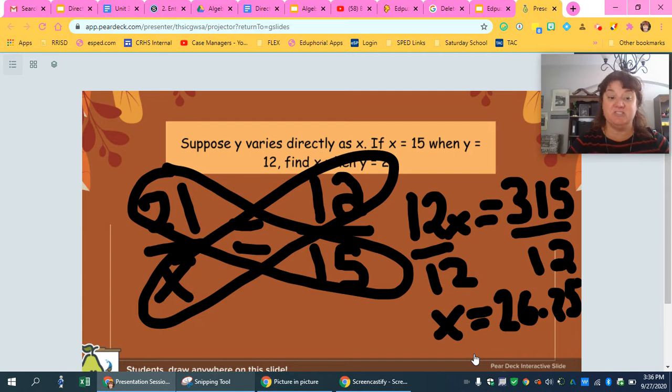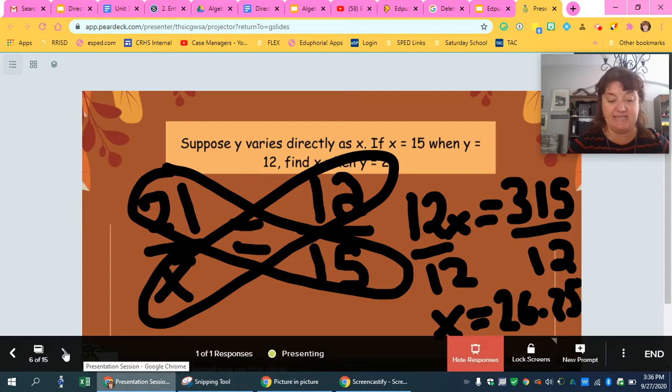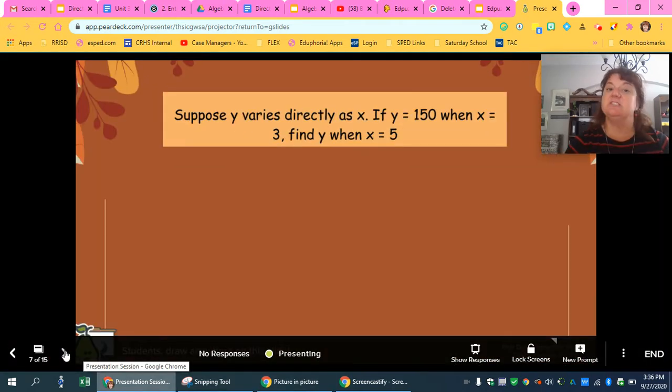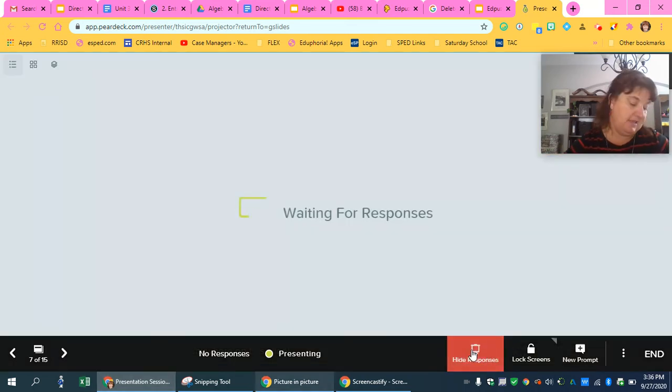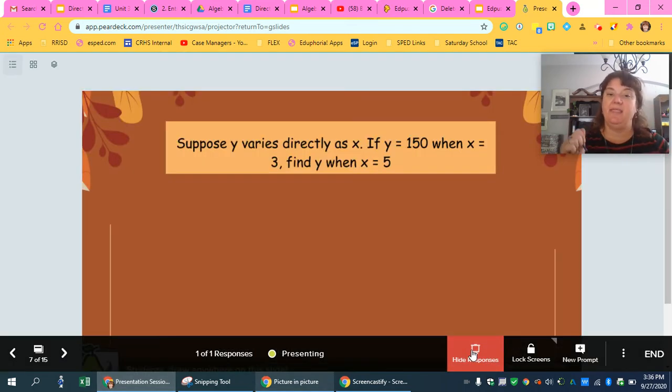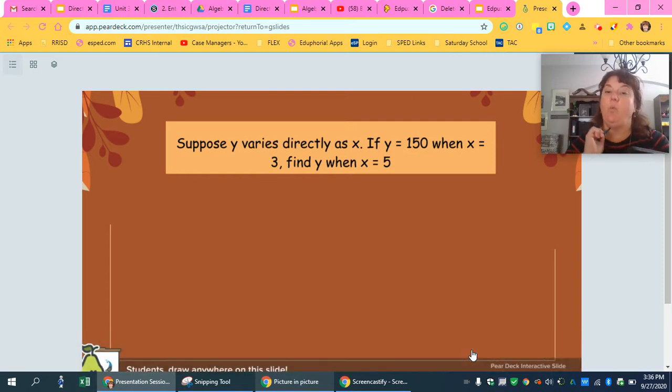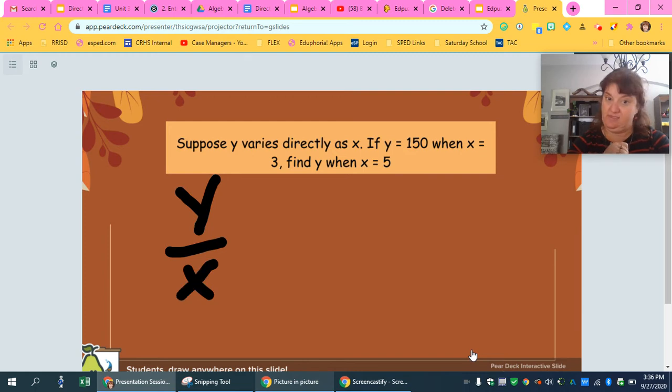Let's do another one, so you get the hang of this. Suppose y varies directly as x. If y is 150 and x is 3, find y when x is 5. So let's set it up again. Y over x, rise over run. Where does the y go? It goes on top.